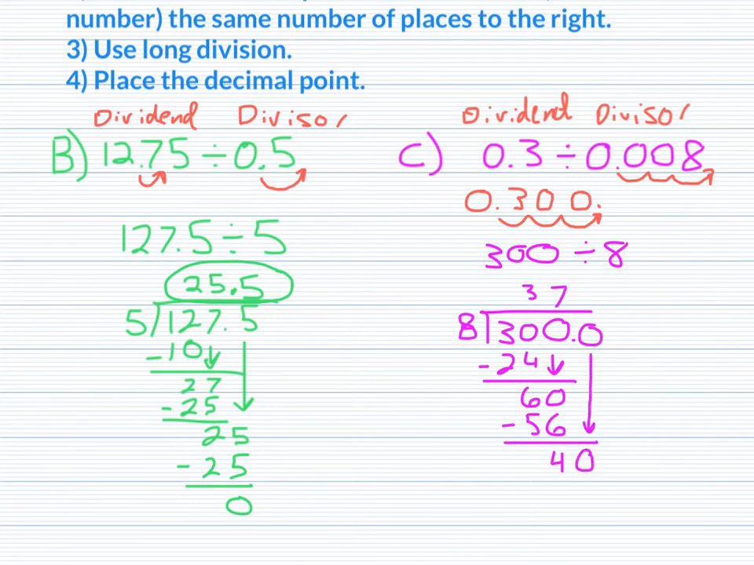Because once I bring that 0 down, now I have 40. 8 goes into 40 5 times. 5 times 8 is 40. And I subtract and get 0. So now I bring my decimal straight up into my answer, into my quotient, and my answer is 37.5.